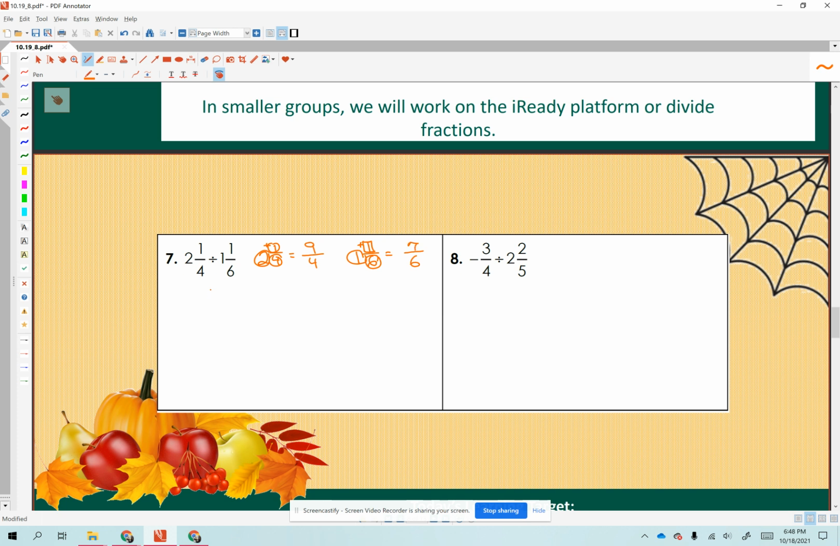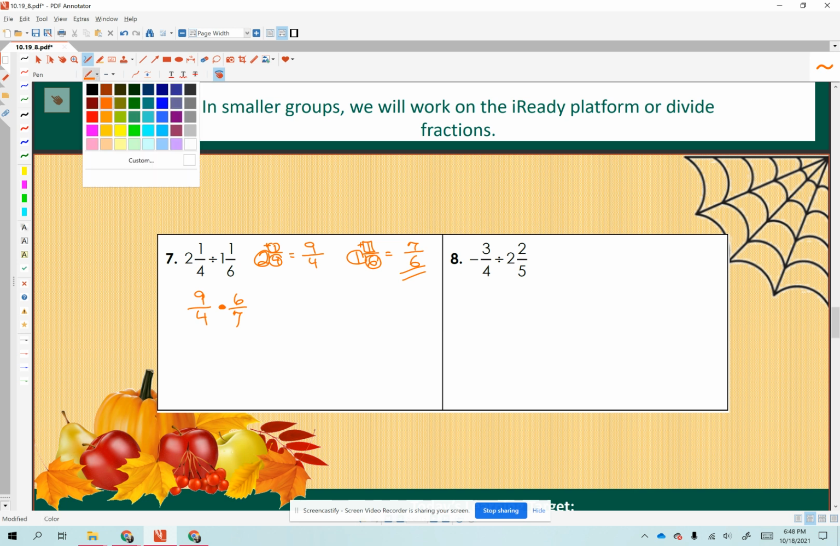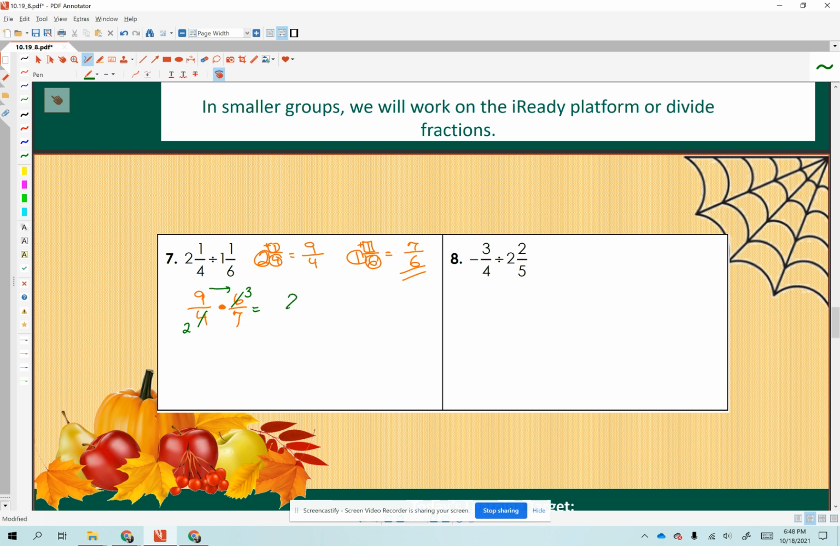So we have 9/4, which is our 2 1/4. Division becomes multiplication, and this 7/6 becomes 6/7. And we can simplify in that we can divide both the 6 and the 4 by 2. 4 divided by 2 is 2. 6 divided by 2 is 3. Multiplying straight across, 9 times 3 is 27. 7 times 2 is 14.